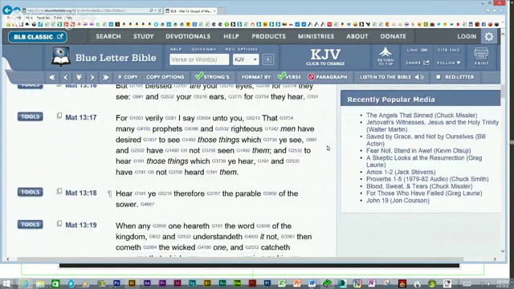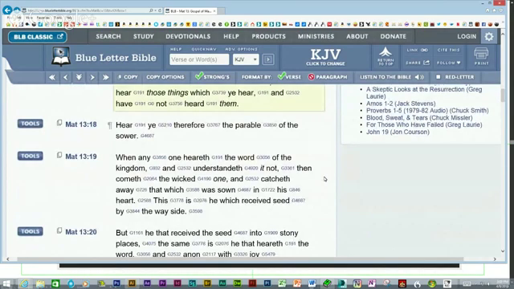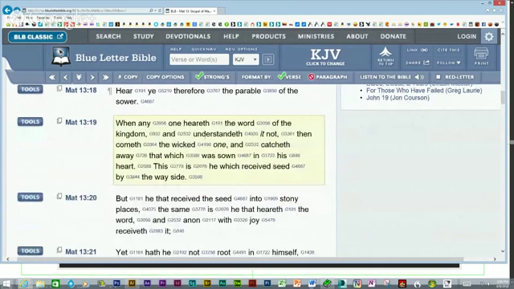Okay, so verily I say unto you that many prophets and righteous men have desired to see these things ye see, and have not seen them, and to hear these things which you hear, and have not heard them. We do not see them, we do not hear them, because we are ignorant, because we are filled with our own self-control. Hear ye therefore the parable of the sower. When anyone heareth the word of the kingdom and understandeth it not, then cometh the wicked one and catcheth away that which he has sown in the heart.